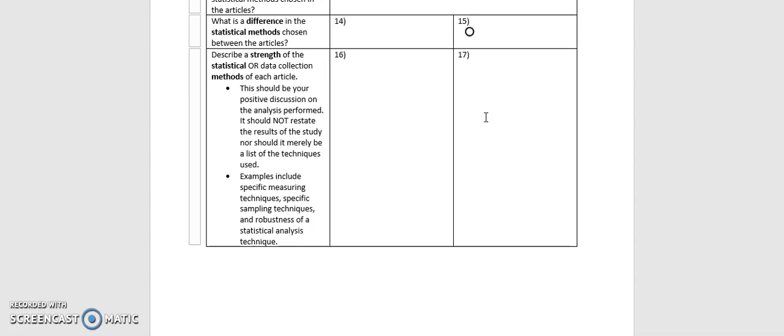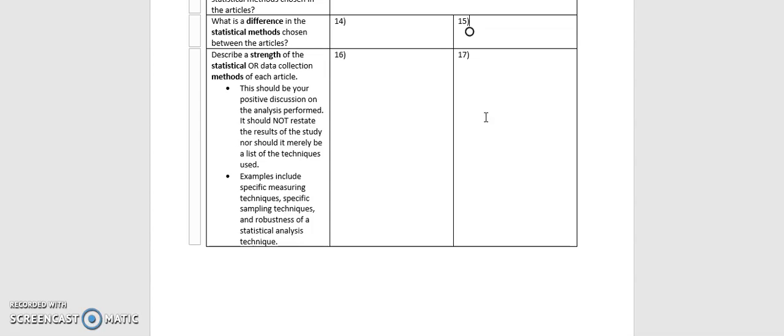You shouldn't just restate the findings. A strength is never, it confirmed the hypothesis or it showed this result. That's not a strength of the statistical method. That might be a strength of something else, but it's not a strength of the statistical method. And you absolutely shouldn't just list a bunch of techniques that they used. You need to discuss the strengths of those techniques.